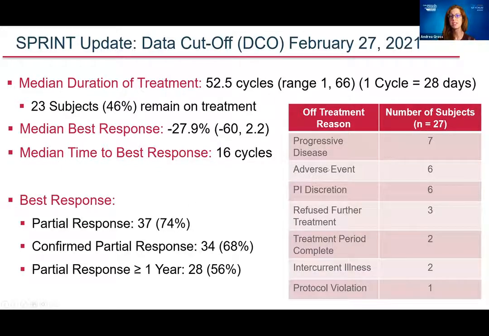I'm not going to go through this in detail, but this is just a table showing the reasons. There are 27 subjects of the 50, obviously, who are not on treatment anymore. And these are the reasons that they came off treatment, with the most common being progressive disease, but a whole variety of other issues.